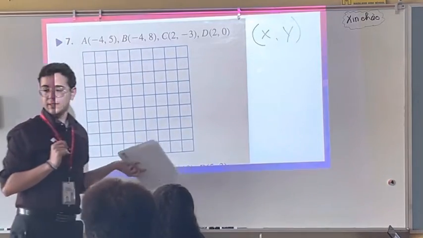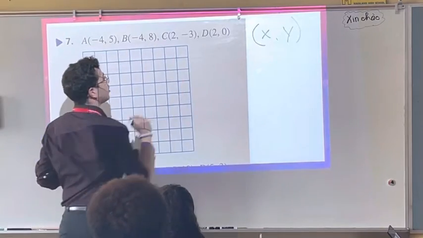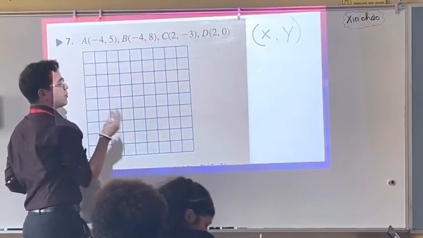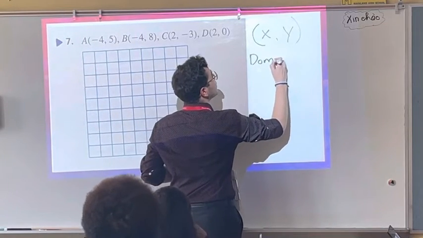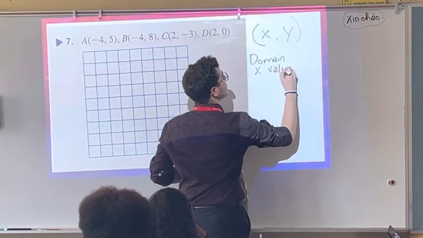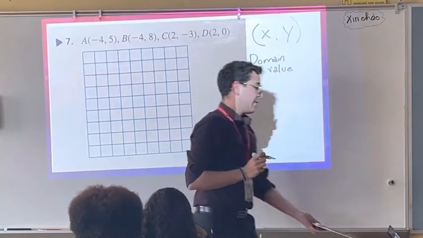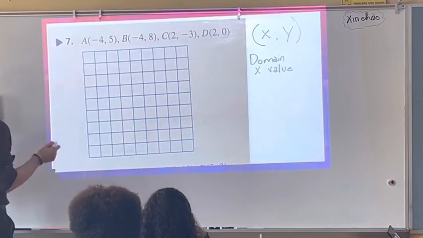Yes or no, class? Yes. Excellent. So we have 1, 2, 3, 4 coordinates. Our x value is always the first value. The domain is the x value. What is the domain? AKA, what is the lowest x value that we see?